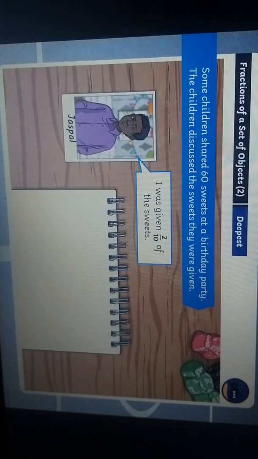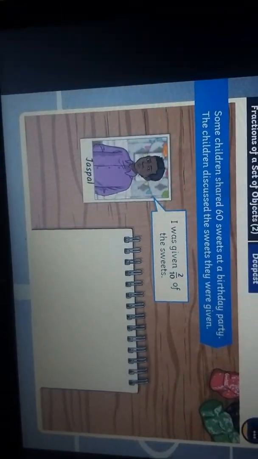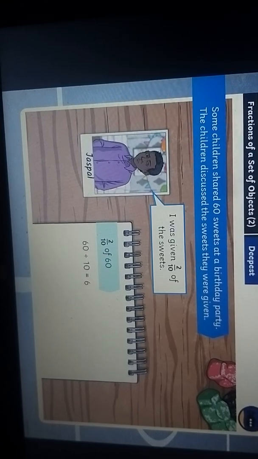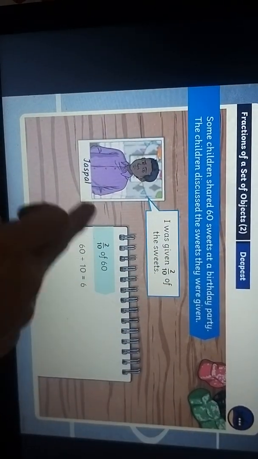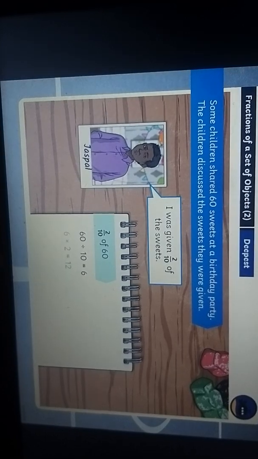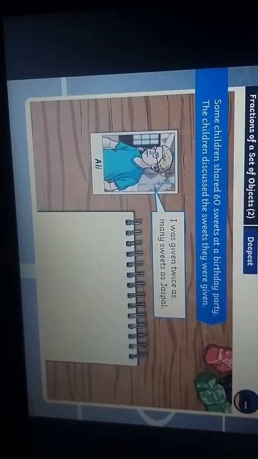Next person, Jasper. I was given 2/10 of the sweets. So 2/10 of 60. How many 10s in 60? 60 divided by 10 is 6. Times that by 2 is 12. Because you divide by the bottom and times by the top. So Jasper was given 12 sweets.